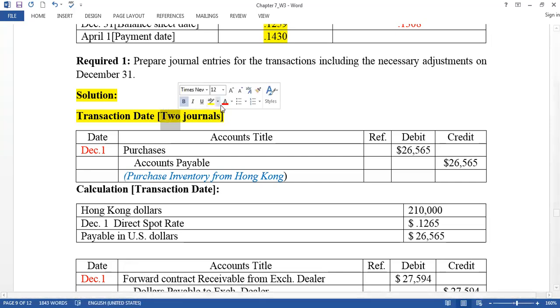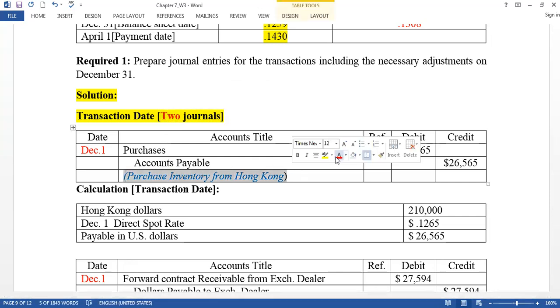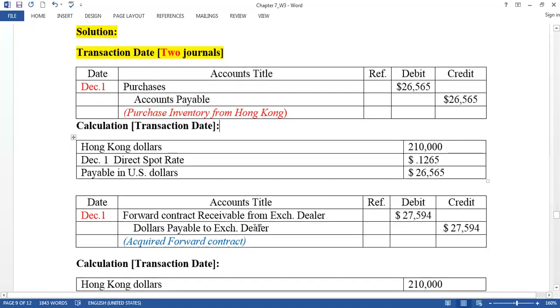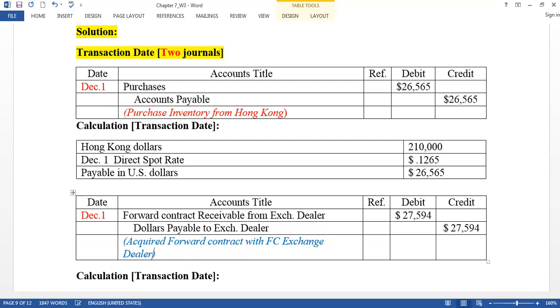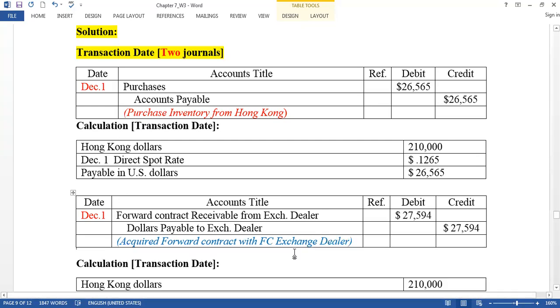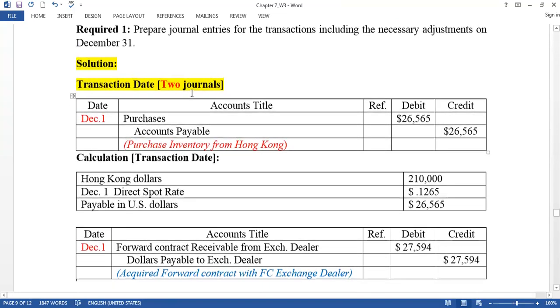What are the 2 journals? First, we buy inventory from Hong Kong, right? And the second journal is we make a contract with the exchange dealer. So acquired forward contract, forward contract with foreign currency. FC means foreign currency, okay? Exchange dealer. So this is the transaction date.